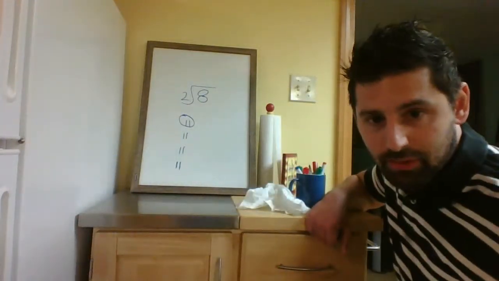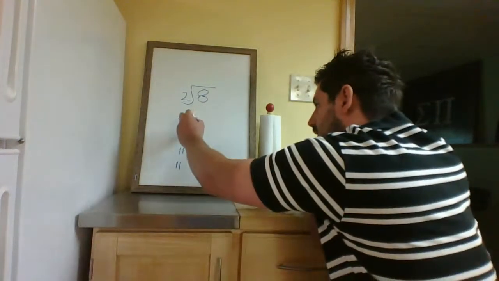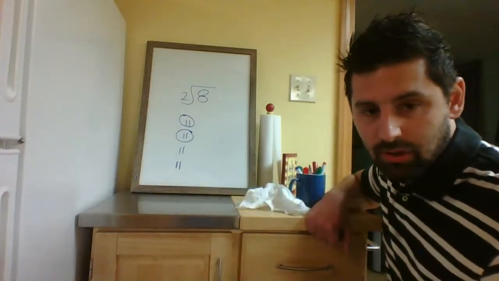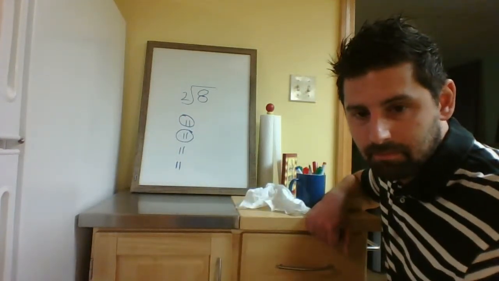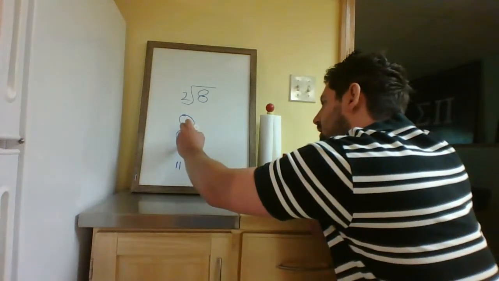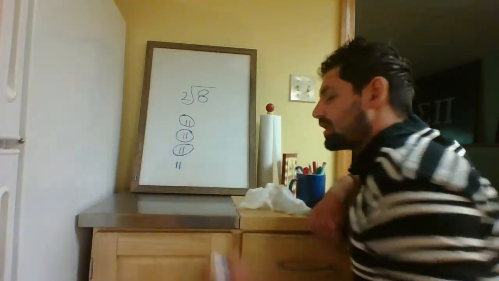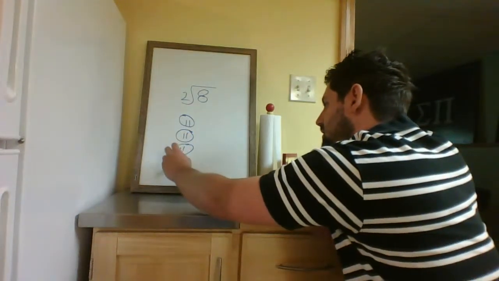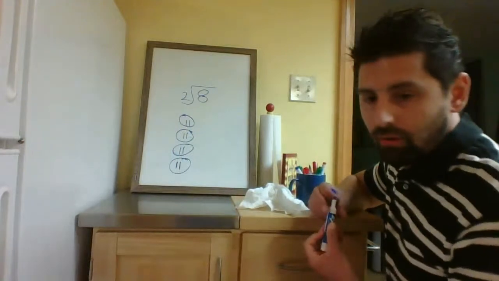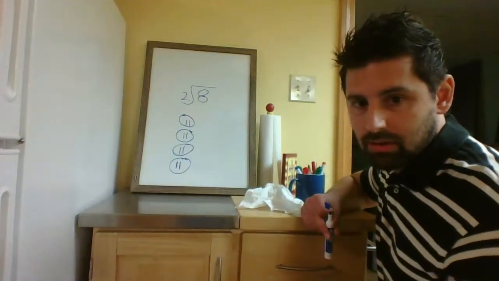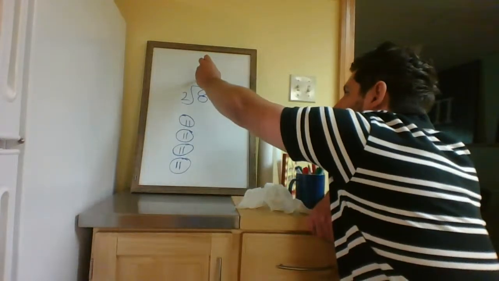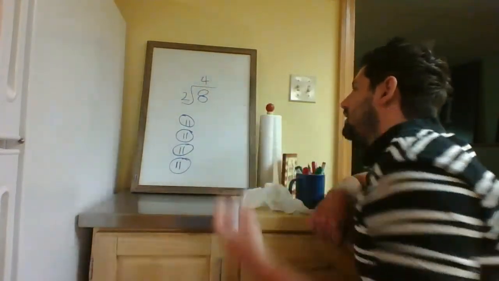So that's one group of 2 so far. 2 groups of 2. 3 groups of 2. 4 groups of 2. 8 divided by 2 equals 4.